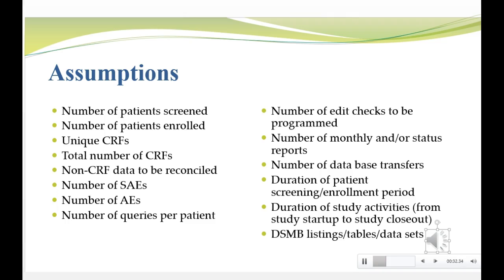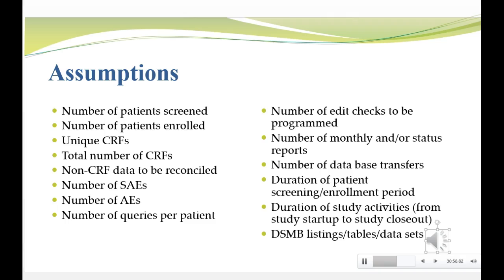The total number of CRFs, and that is, let's say you have 15 unique CRFs and 100 patients, you would expect a total of 1,050 case report forms. So total number of CRFs is what you expect to get for all the patients. Non-CRF data to be reconciled. Are you going to have a lot of lab data coming in or IVRS data? Number of serious adverse events, and the number of adverse events.